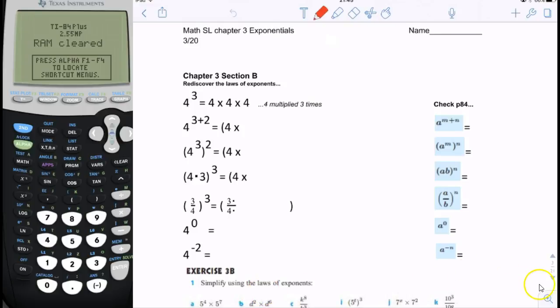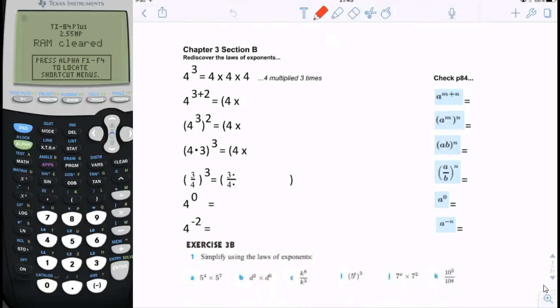Here's page 3 for exponentials. First, we're just going to review the laws of exponents.